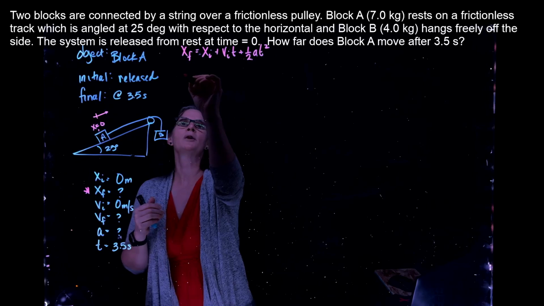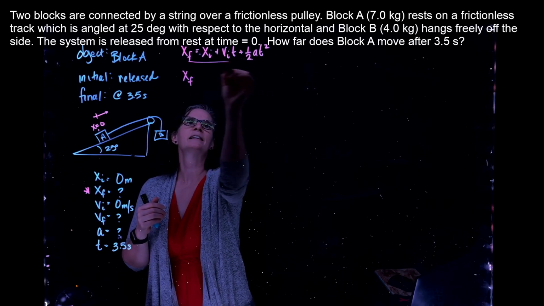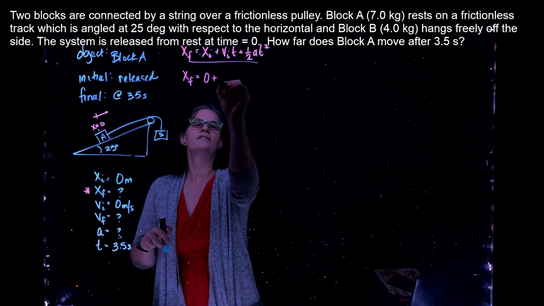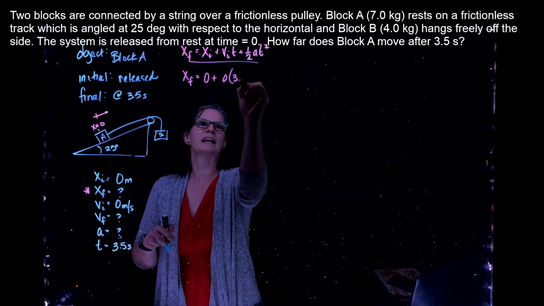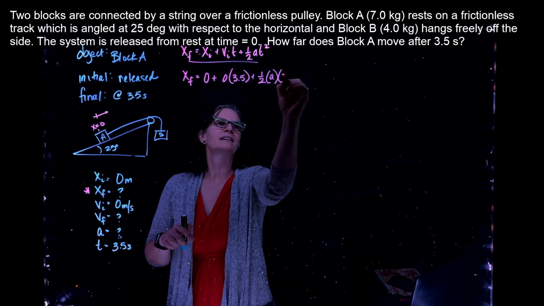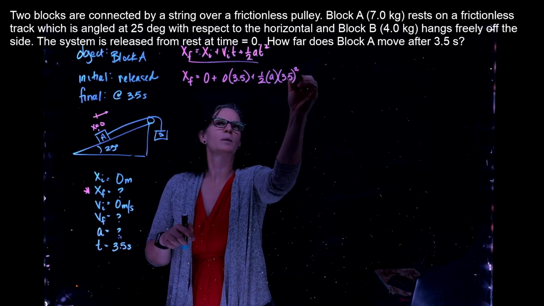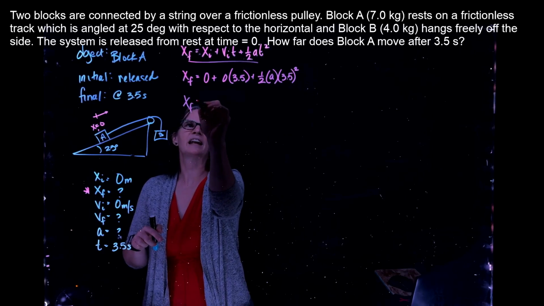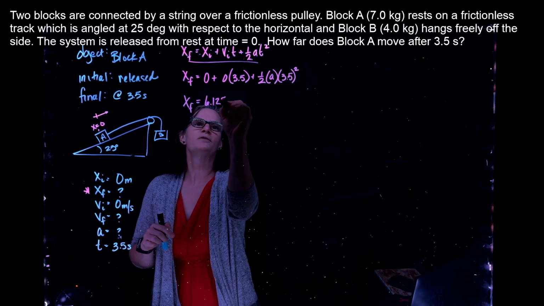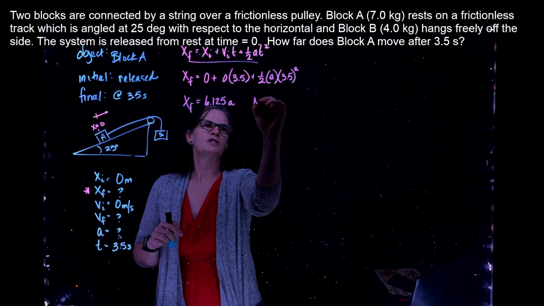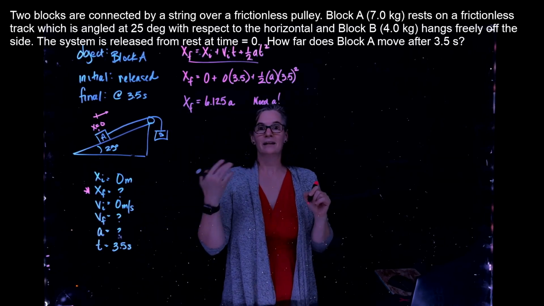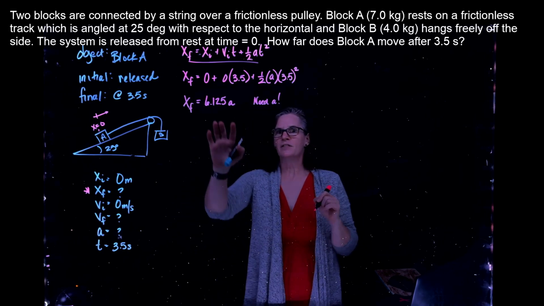So x final we don't know, so we keep that as its variable. X initial is 0, v initial is 0, time is 3.5, plus 1/2 acceleration times 3.5 squared. If I simplify this, I find that x final is equal to 6.125 times a, which tells me I need acceleration in order to answer this question. So this is what I'm going after.